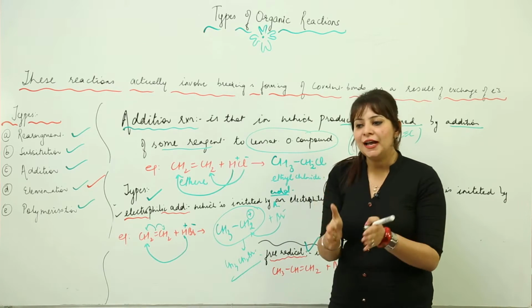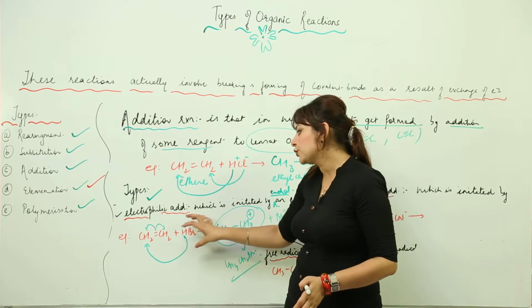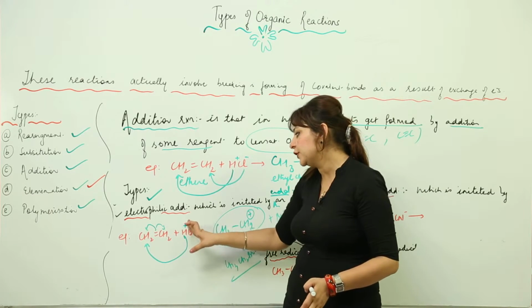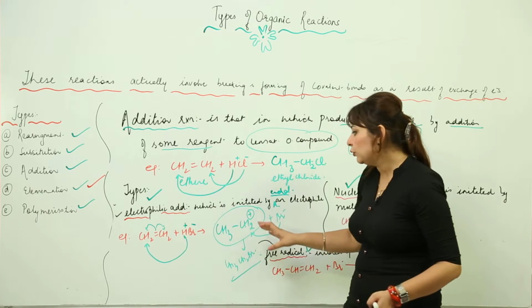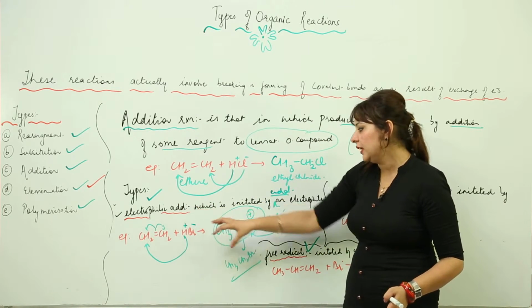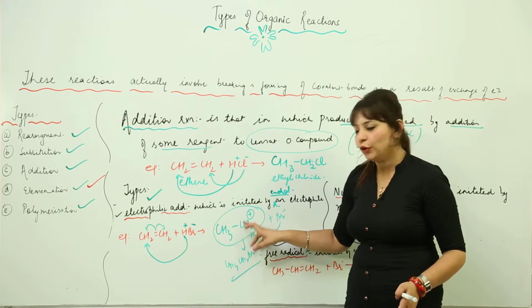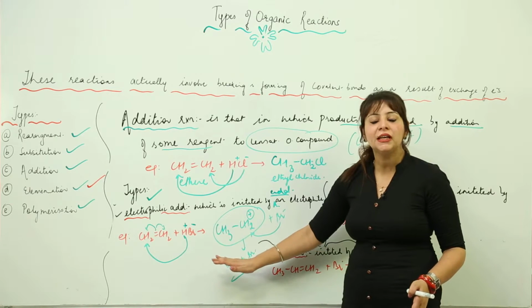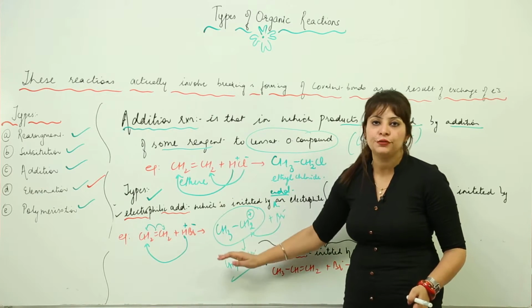So, as far as this topic is concerned, you should know that if an addition is initiated by the addition of H positive, it is strictly an electrophilic addition. What we do is this H gets attached, resulting in the formation of a carbocation, then the nucleophile addition follows. But it is called an electrophilic addition because it is initiated first by the addition of an electrophile.